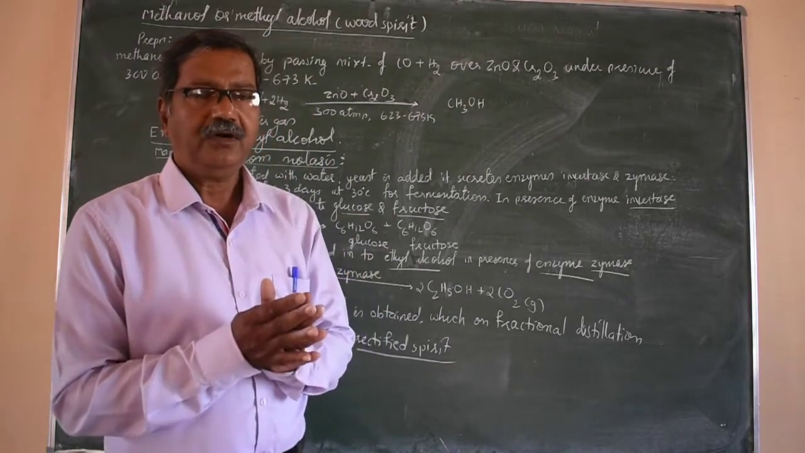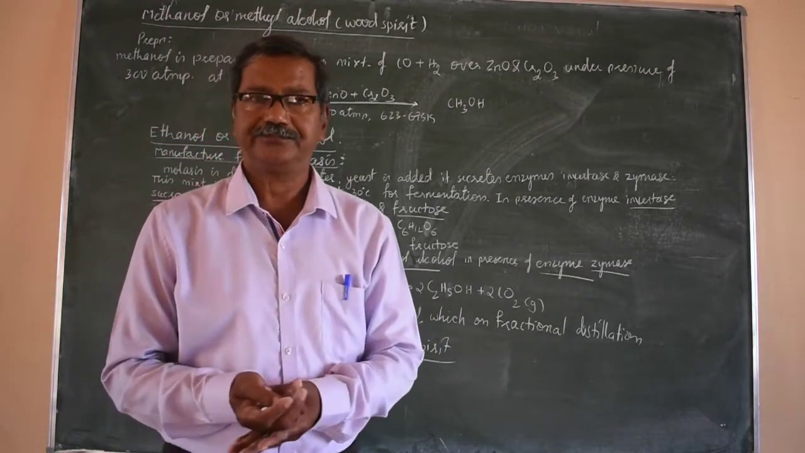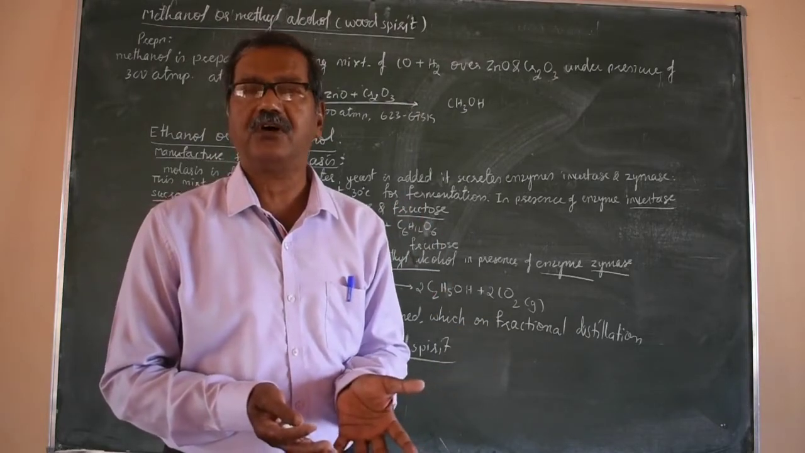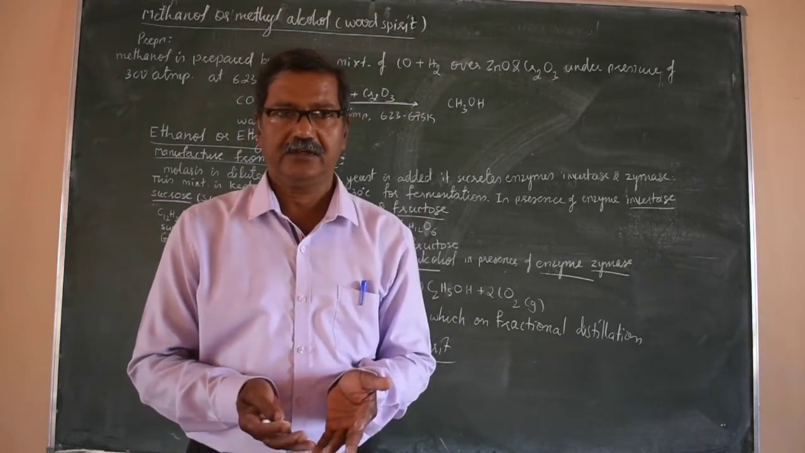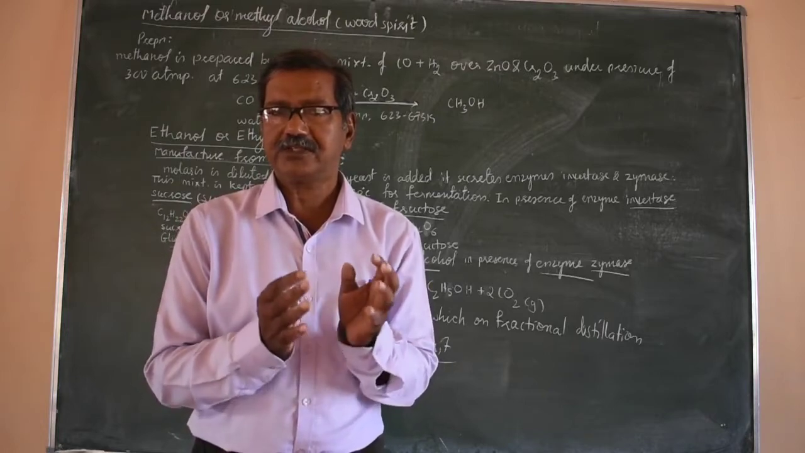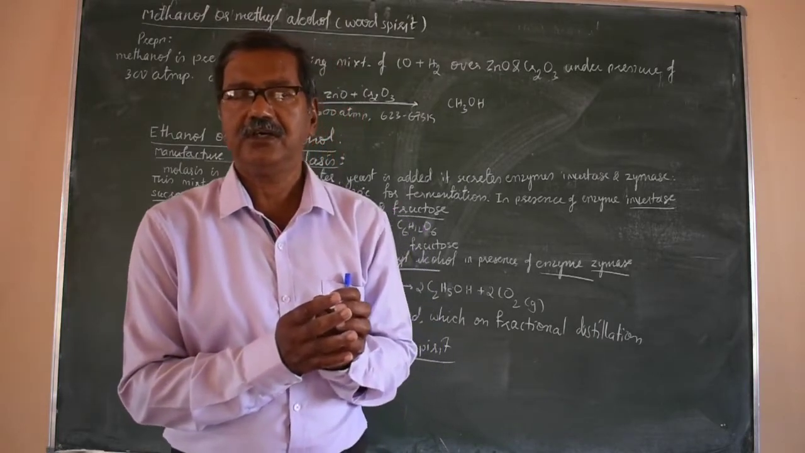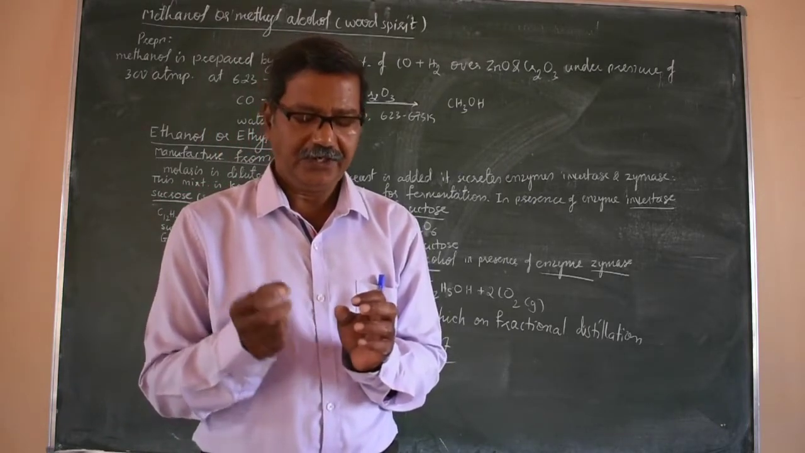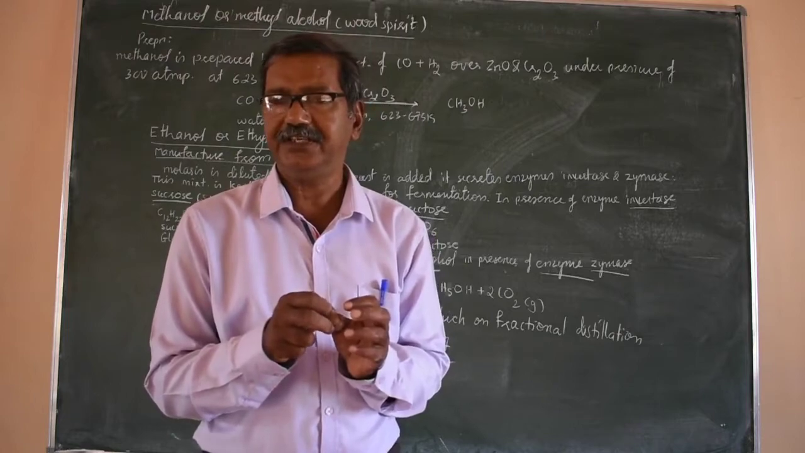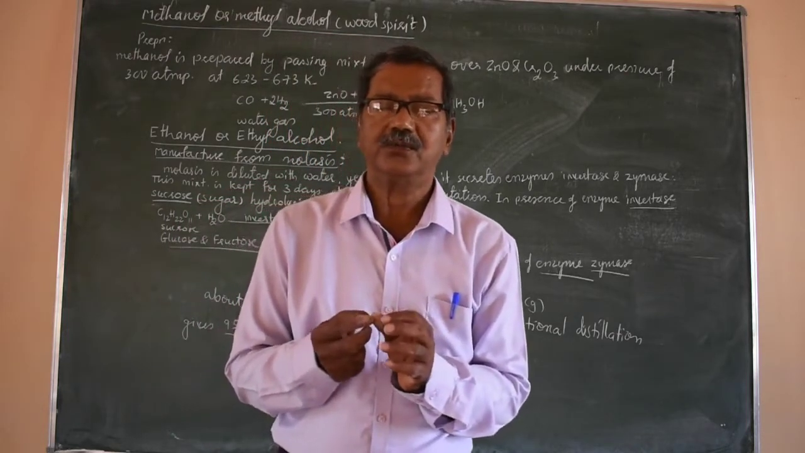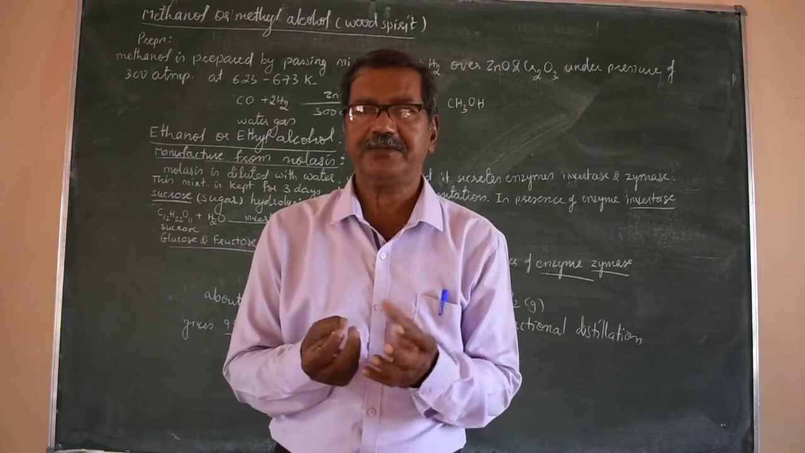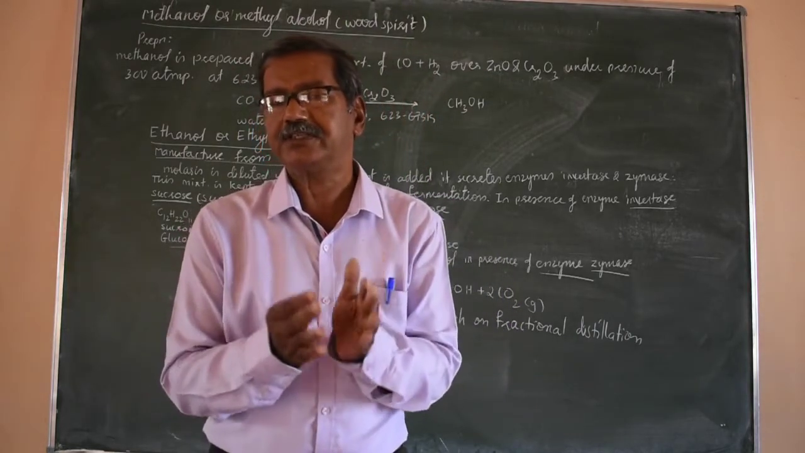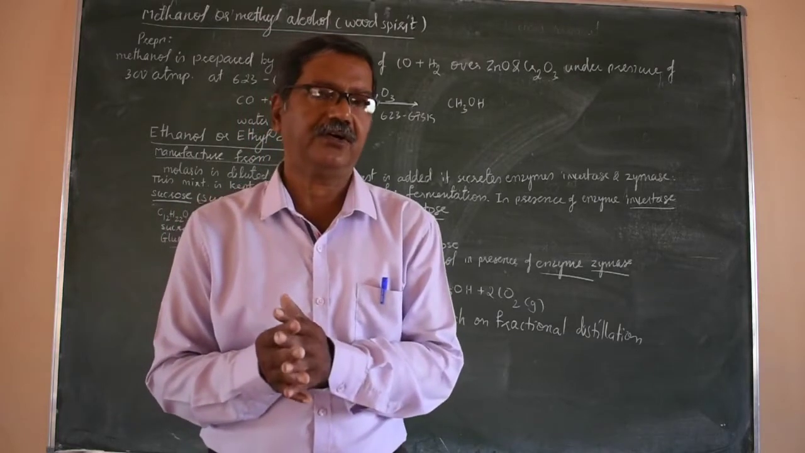Then we have denatured alcohol. Alcohol which is unfit for drinking is called denatured alcohol, and it is obtained by mixing commercial alcohol with methyl alcohol, which acts as a poison, a little copper sulfate as a coloring agent, and also some pyridine, which has a foul smell. That mixture is nothing but denatured alcohol.